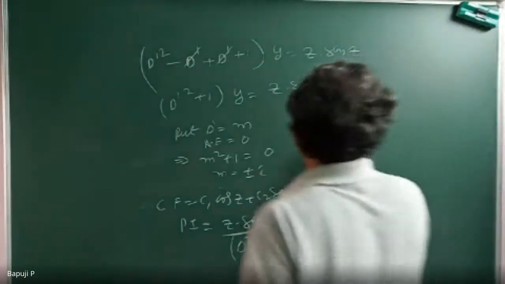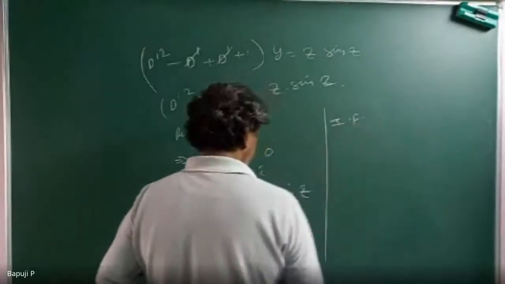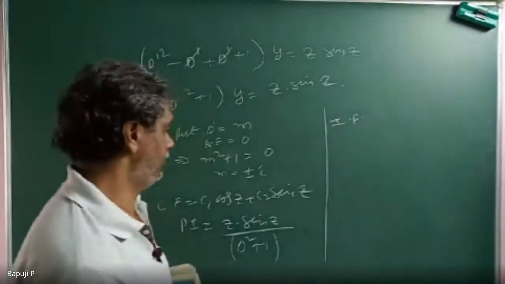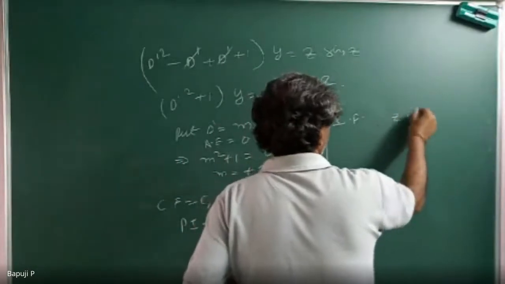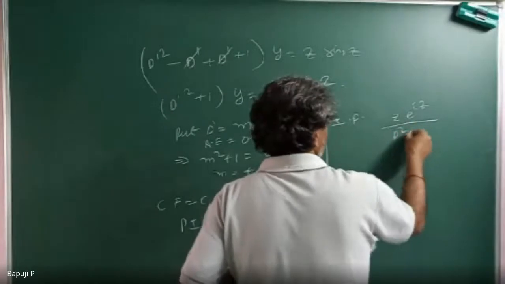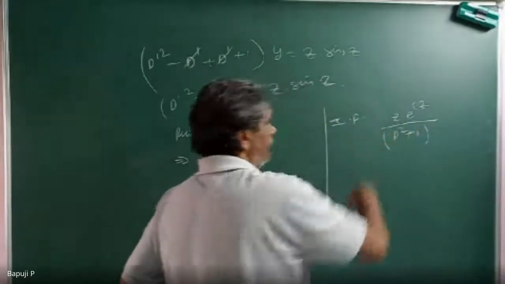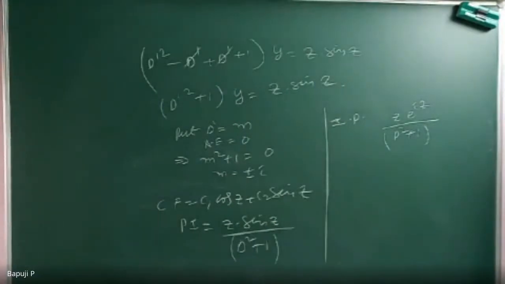So how can you write the imaginary part of sin z? Write it as the imaginary part of z into e power iz by d square plus 1. So the whole thing you can bring as a complex number, a plus ib shape, and in that you choose only the imaginary part.